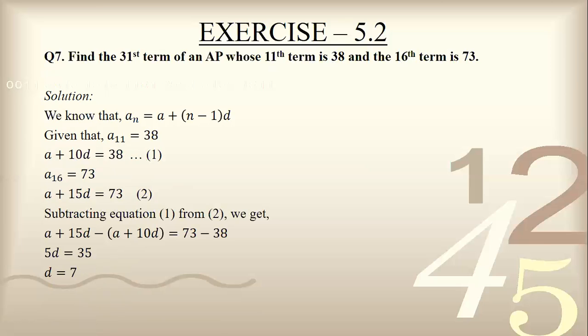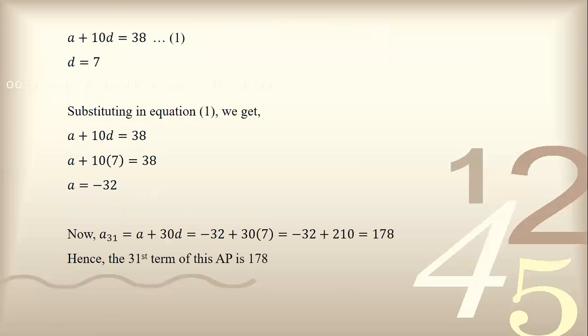So we got d. Now we'll substitute in any one equation. Let's consider equation 1. We will get the value of a to be minus 32. Now a31 we have to find, which is a plus 30d, which is minus 32 plus 30 into 7, so 178. So the 31st term of this AP is 178.